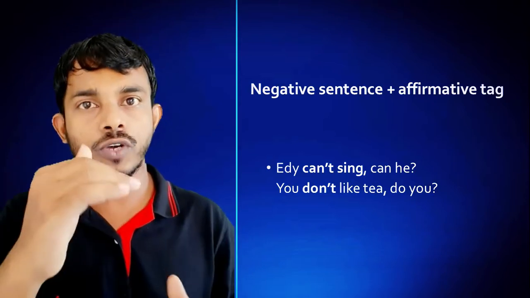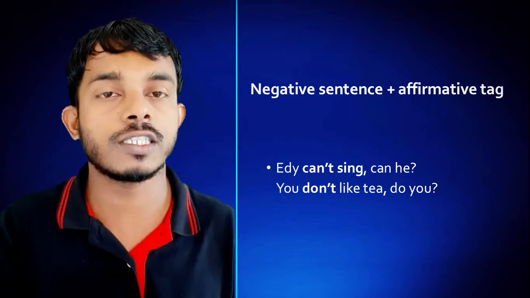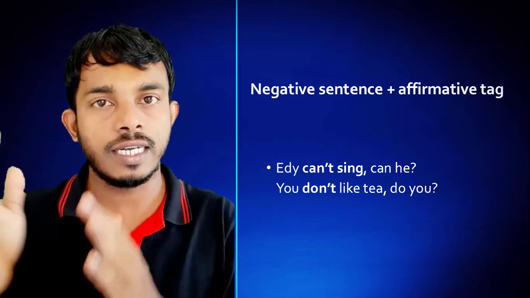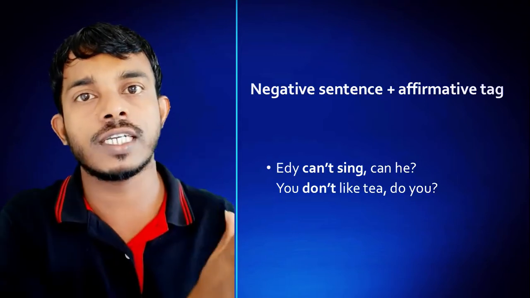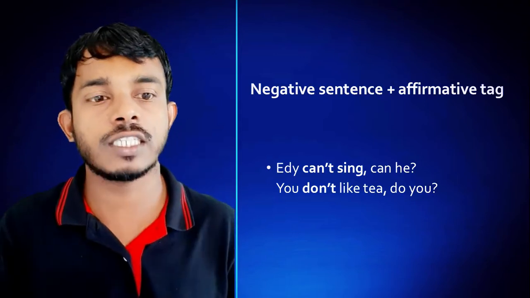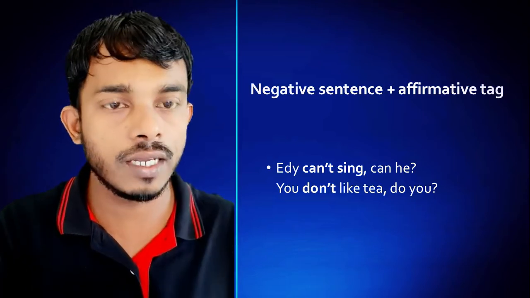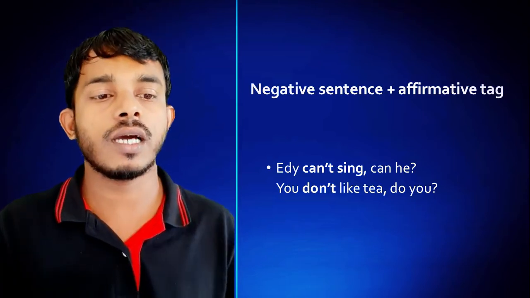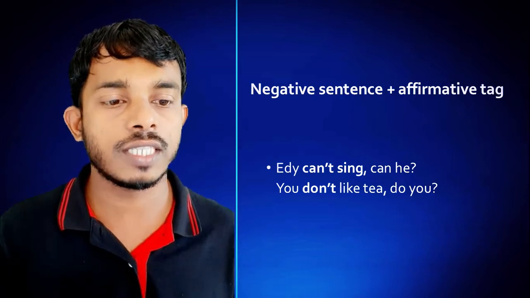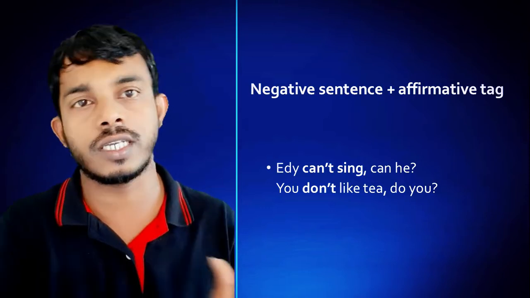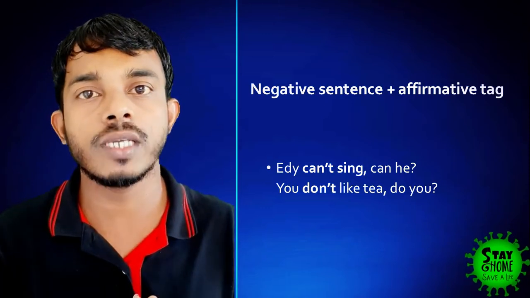Now we are going to study negative sentence plus affirmative tag. That means the sentence will be negative, so the question tag will be positive. I have given an example here. Eddie can't sing. Can he? Eddie is a person. Eddie can't sing. Can he? So the sentence is negative, Eddie can't sing, so the question tag will be positive.